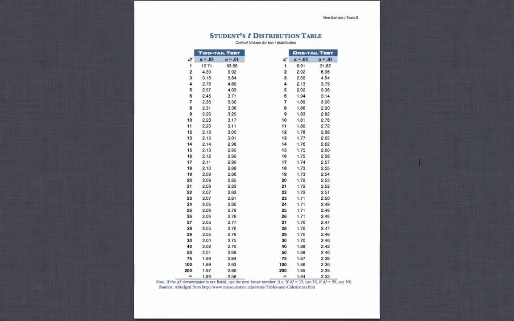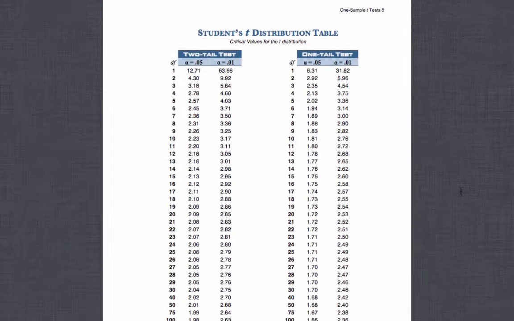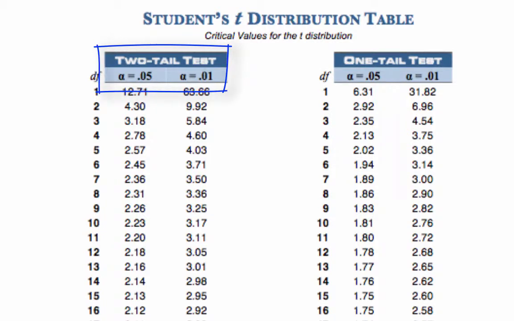Well, we have 8 degrees of freedom. Remember, degrees of freedom is n minus 1, and there were 9 men in our sample. So for a two-tailed test, alpha equals 0.05, with 8 degrees of freedom, our critical value is 2.31.